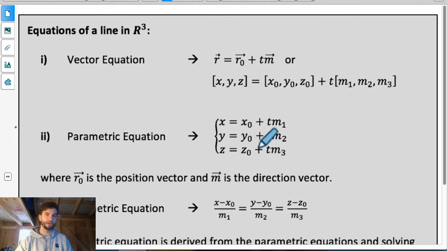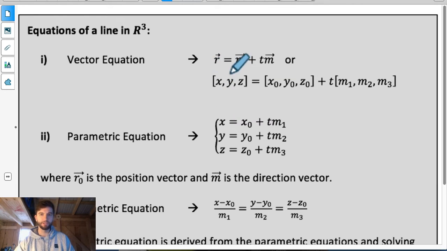So let's do just a couple examples. This table just shows you the different ways we can write the equations. The vector equation, like I said, is a sum of the position vector plus a scalar multiple of the direction vector. And r0 is usually what we use for the position vector, and m is usually what we use for the direction vector. And each of those vectors, now that we're in 3 space, have 3 components to them.